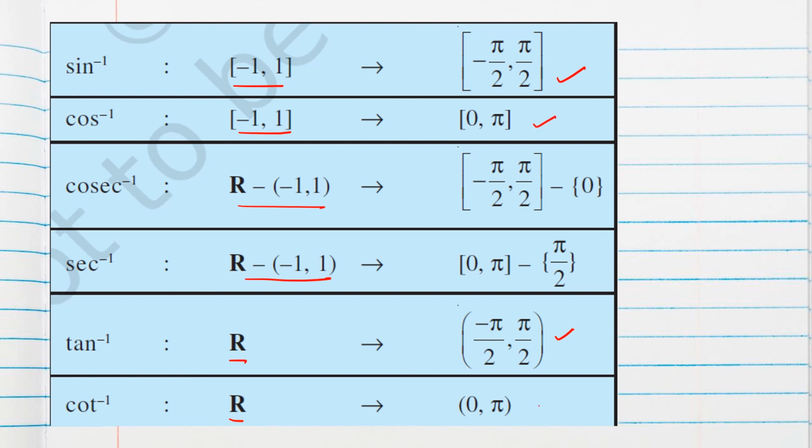Cos inverse and cot inverse also differ in open interval. Cosec inverse is exactly the same, but you have to exclude 0. Sec inverse is the same as cos inverse, but you have to exclude pi by 2. Like this, you can remember the domain and range of inverse trigonometric functions and why there is a need for restriction. I hope you all understood this.